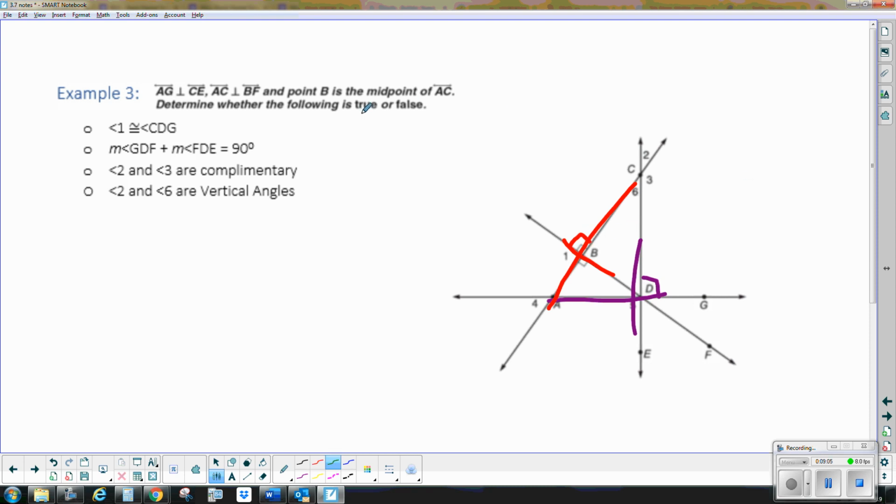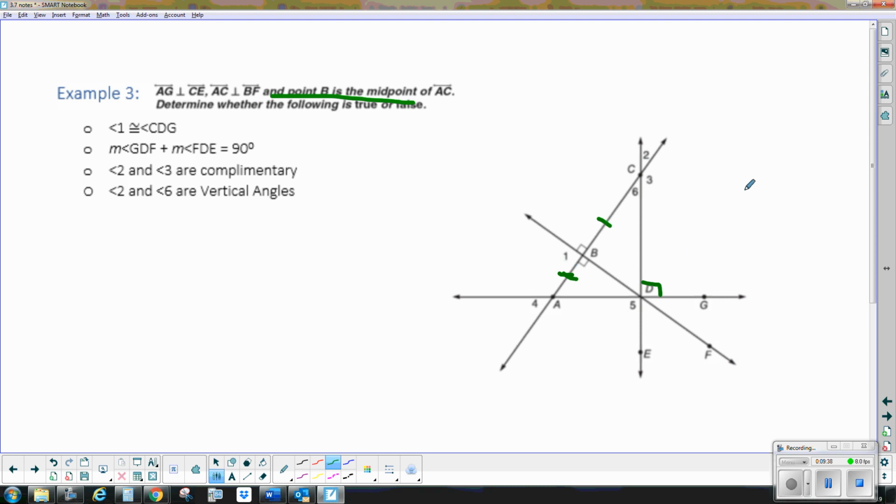And then the last one, it says B is the midpoint of AC. So remember, that's how you mark a midpoint. Now, in this diagram, it doesn't look like it's the midpoint, but it is, because it tells us that B is the midpoint of AC, even though it doesn't look like it is. Sometimes these diagrams will be intentionally deceiving, to make sure that you're using your theorems and not just guessing based on observation.